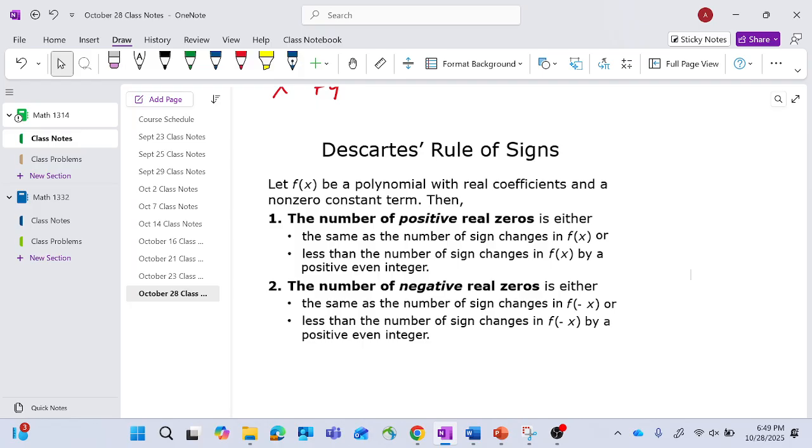All right. And when it comes to the number of negative real zeros, what you start with is the amount of sign changes you have on f of negative x. Okay? I do think it's a little confusing to go in just words, those definitions. If we go through an example, it'll make a little more sense.